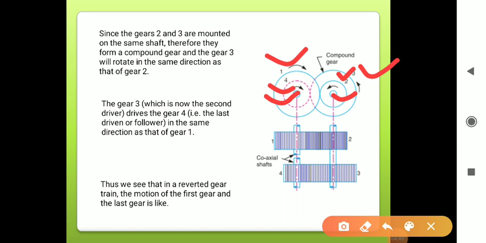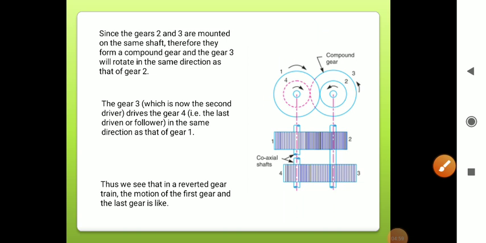Gear 3 and gear 4 rotate in opposite directions, but we see that the direction of rotation of gear number 1 and gear number 4 will be the same, and these are mounted on the same axis. This is nothing but a reverted gear train.